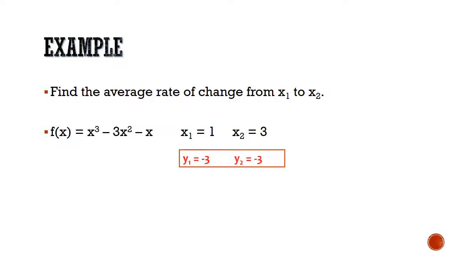Okay, the first thing we find are our y values, and for x1, it has a matching y value of negative 3, and x2 has a matching y value also of negative 3. Putting these into our slope formula, we have negative 3 minus negative 3 over 1 minus 3, which is 0 over negative 2, which is 0.